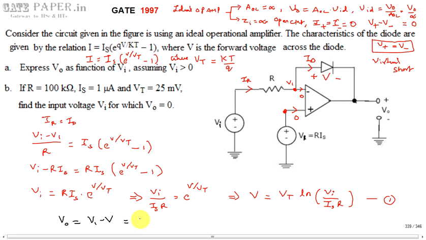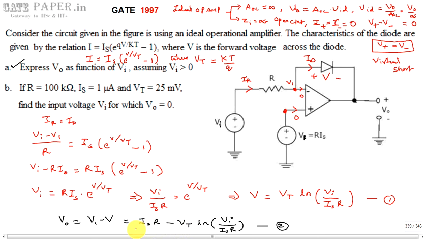The V1 value is nothing but Is times R, minus the V value, which is Vt natural logarithm of Vi divided by Is times R. This is the second equation, the required value. V0 in terms of Vi is this much: V0 is equal to Is times R minus Vt natural logarithm of Vi by Is into R. So the answer for the first bit is this one.